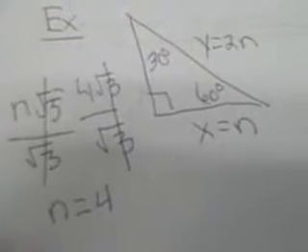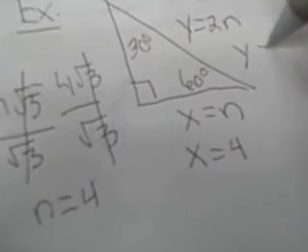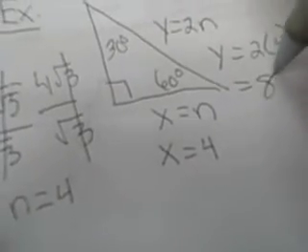The last step is to take that and plug it back in to find x and y. So here, x is equal to 4, and y is equal to 2 times 4, which is equal to 8.